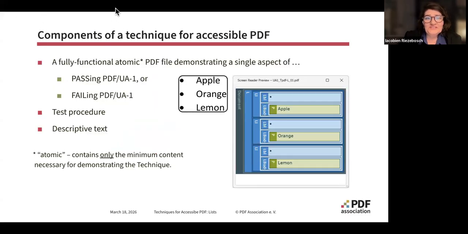These are the components of the techniques we are writing, the techniques for accessible PDF. There is a fully functional atomic PDF file demonstrating a single aspect of passing PDF UA1 or failing PDF UA1. And what do we mean by atomic? We mean that it only contains the bare minimum content necessary for demonstrating the technique, so there are no other elements in the PDF file besides the aspect being demonstrated. There is a test procedure and there is a descriptive text.